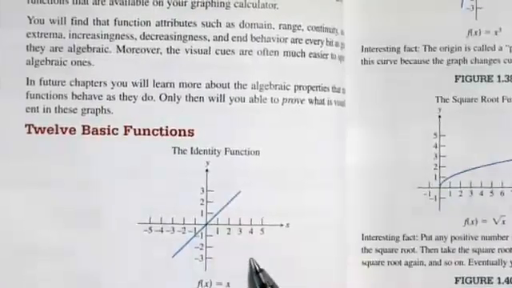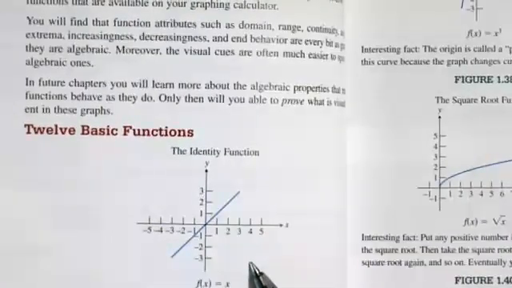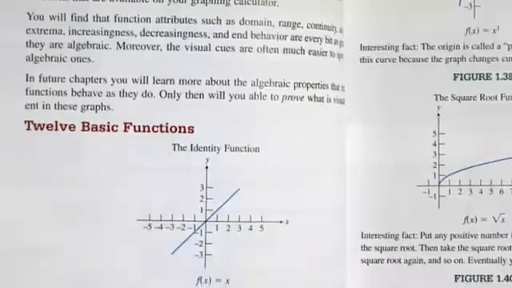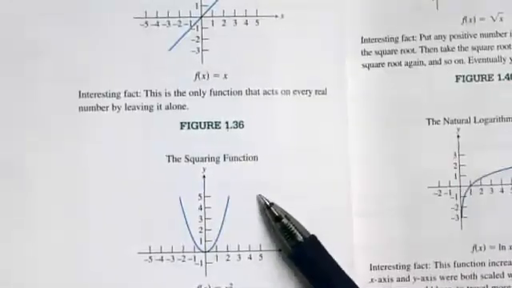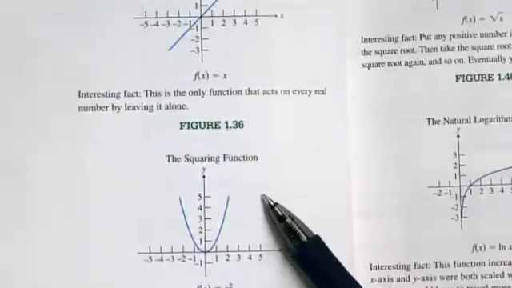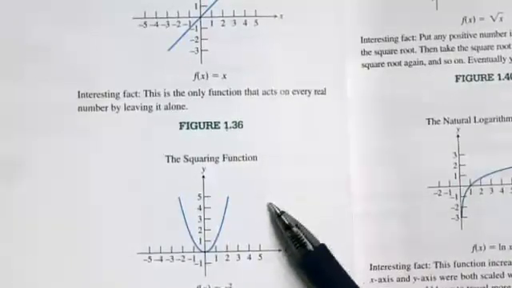I'm not a huge fan of that name. What other name have you heard for this type of function? It's a linear function, isn't it? Why do they call it the identity function? This one's even worse. Squaring function? Are you serious? I'm not going to call it that. What have you heard it called more often than that?